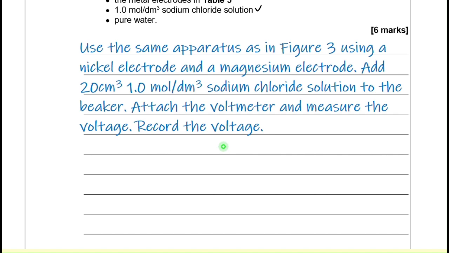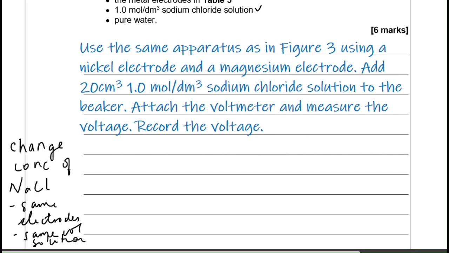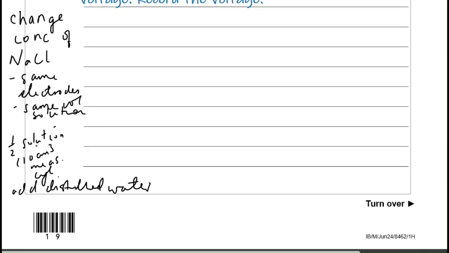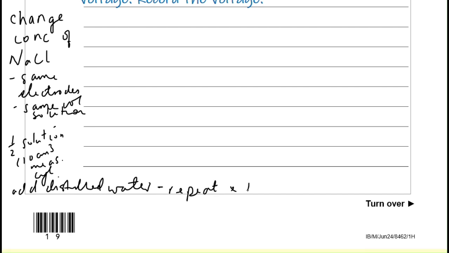Record the voltage. The question is asking us to investigate concentration, so we need to change the concentration of the sodium chloride. We need to use the same electrodes and the same total volume of solution. So what we're going to do is we're going to take half the solution, so we're going to measure with the measuring cylinder 10 cm cubed of the solution, discard the other 10, and then add 10 centimeters cubed of distilled water, and this will dilute the concentration. And if we continue doing this each time, the concentration will halve each time, and we get 5 concentrations, which is a great range of results.